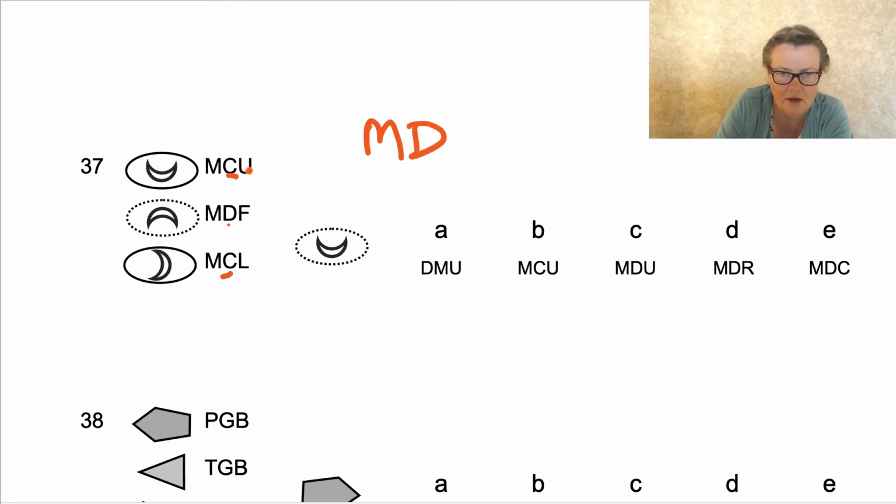And now the U, F and L, what is different between U, F and L is which way the moon goes. So the cup is at 12 o'clock, the cup is at 6 o'clock, the cup is at 9 o'clock. This one's at 12 o'clock, so our 12 o'clock one is U. MDU. MDU, right.